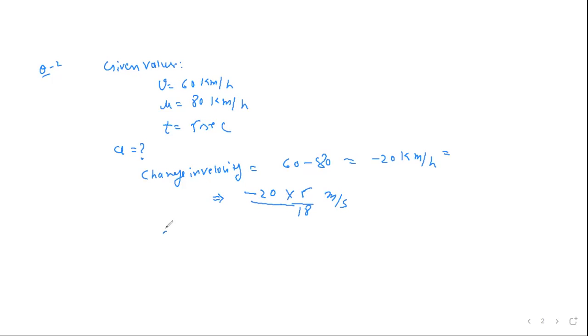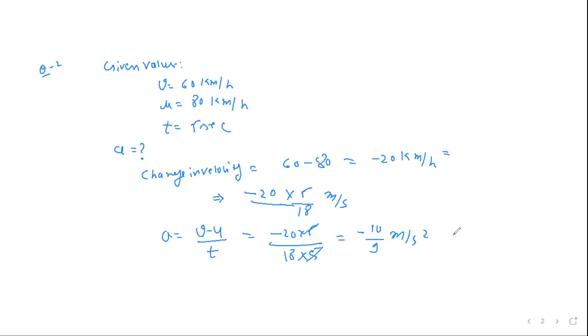Now what? A is what? A is V minus U by T. So V minus U in meter per second is minus 20 into 5 divided by 18. And T is how much? T is also 5. Now you see this 5 will cancel with this 5. And we can have now simpler calculation. This is minus 10 by 9 meter per second square.